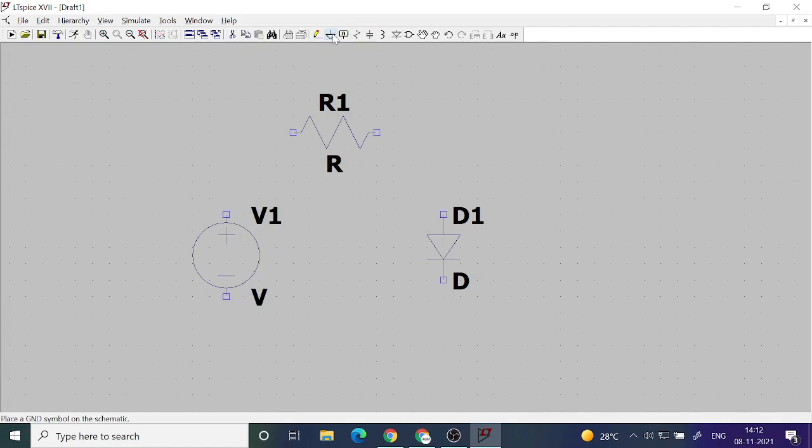And then every circuit should have a ground, so you can put a ground. Then you connect the resistance, the diode, and the power supply all in series. So this way our connection is over.